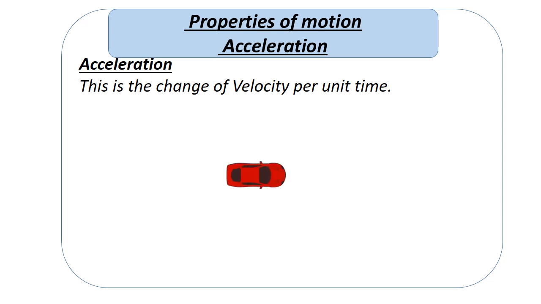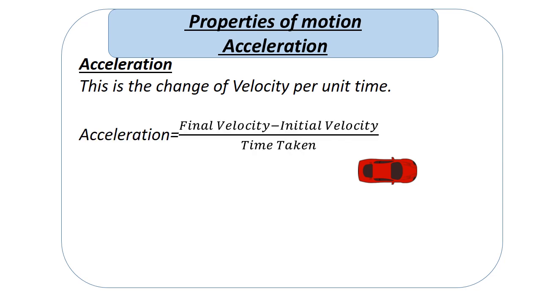For example, let's observe the movement of this car. It's moving, it reduces the speed, then it increases the speed. The moment it reduced the speed and the moment it increased the speed, that's where acceleration happens, which means when it reduced the speed, there was acceleration, and when it increased the speed, there was acceleration. The formula for acceleration is equal to final velocity minus initial velocity over time taken. Final velocity minus initial velocity over time taken.